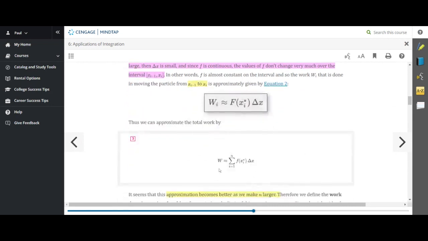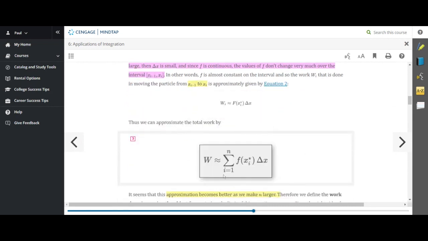So if you wanted to find the total, to approximate the total work, you would just compute the work along every subinterval, the work that it takes to move the particle along each subinterval, and add up all those work values. And you'll get what you see there in Formula 3.